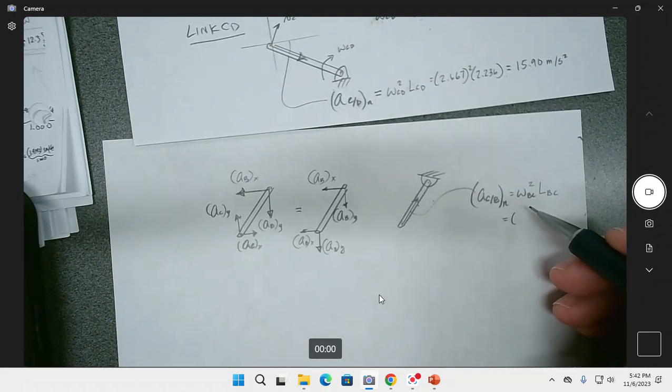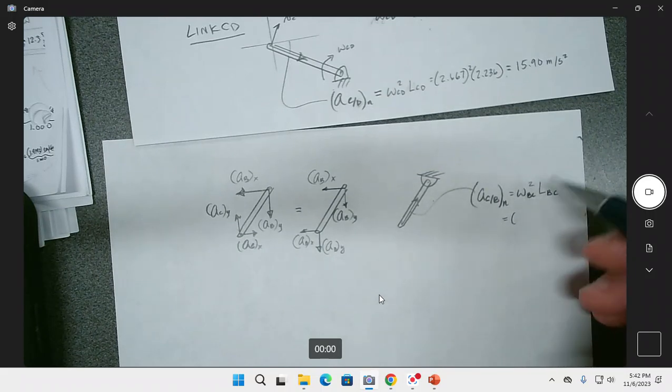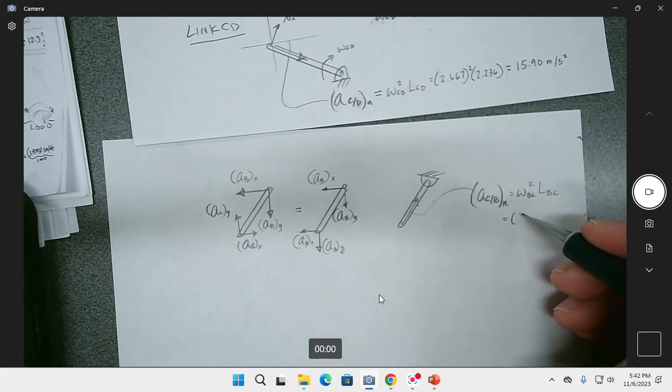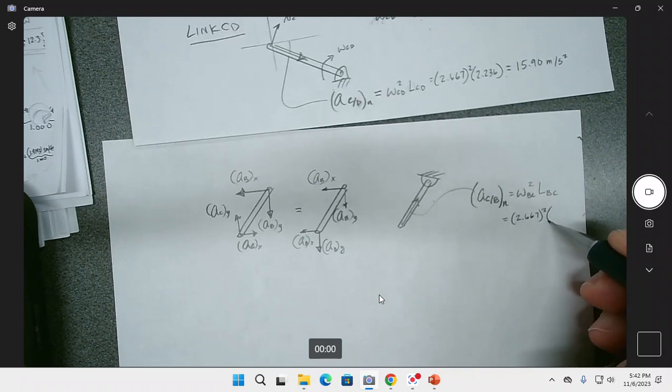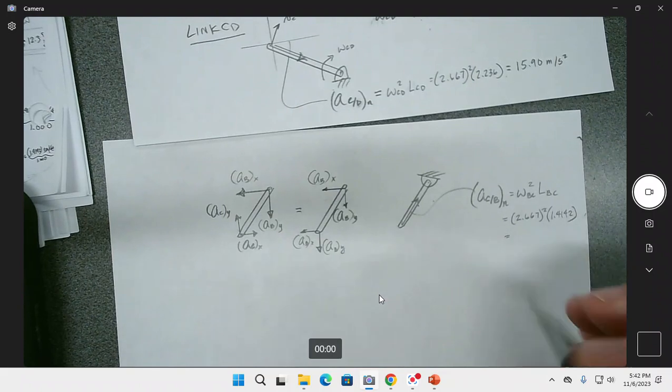And you can find this value right here. Sometimes I will have let that thing carry through all the way, but we know that it's 2.667 squared, and that the length of this is 1.414. Give it another sig fig of 2. So 2.666 and square it, 1.414 times 1.4142.